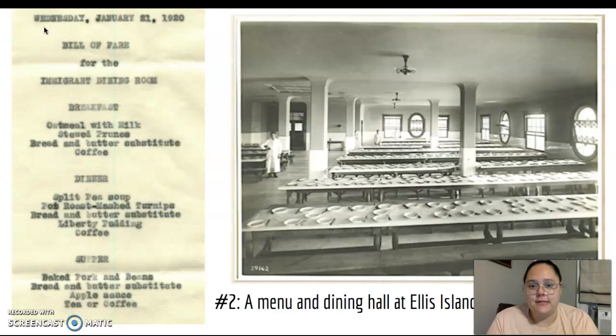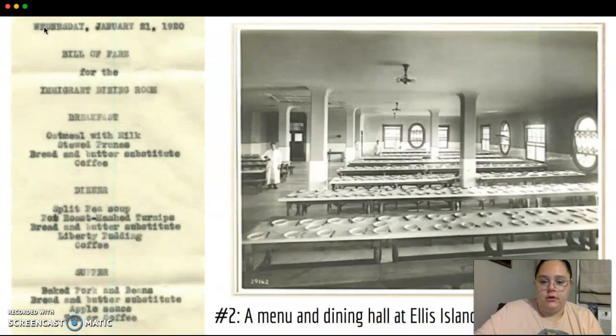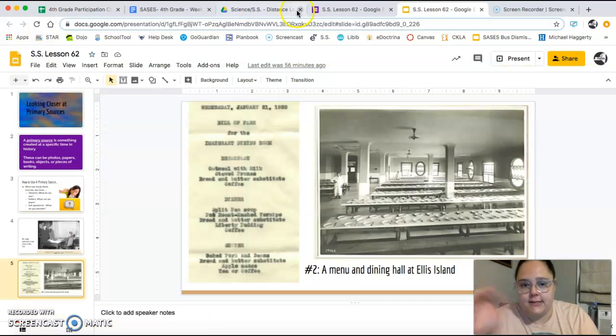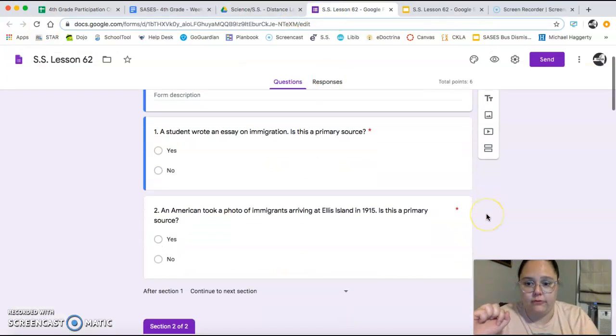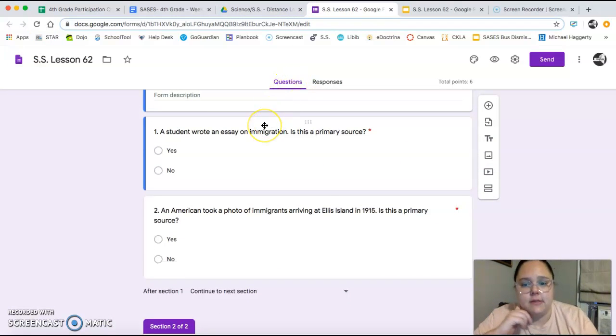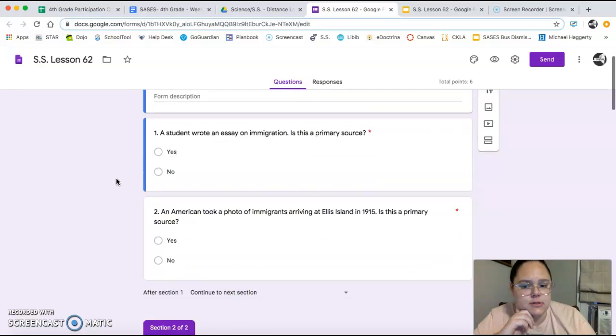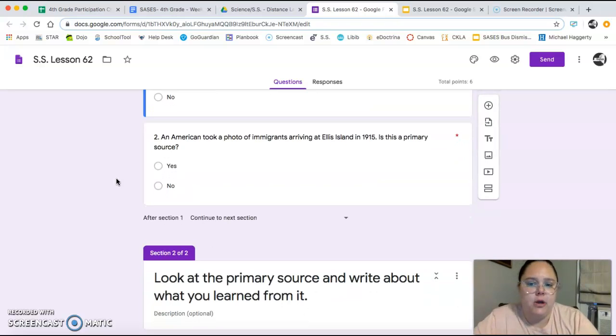So again, look closely. What do you see? What can you learn? And what questions do you have? Okay, so today's form sheet is a little different than yesterday, so I am going to go over it. Number one asks, if a student wrote an essay on immigration, is that a primary source? Number two, if an American took a photo of immigrants arriving at Ellis Island in 1915, is this a primary source?